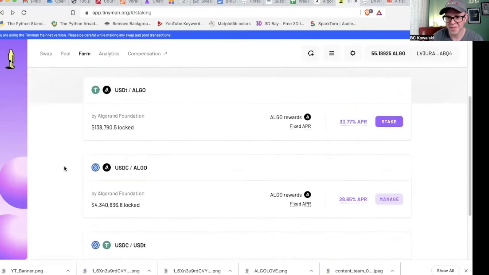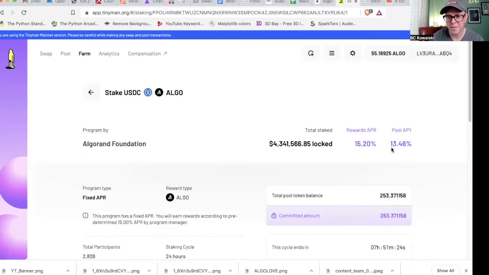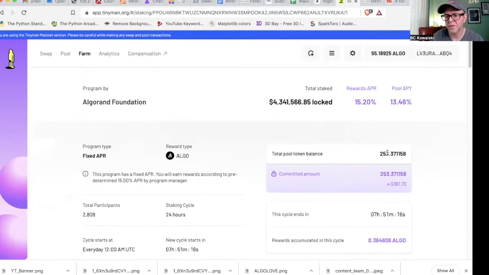And that one's had the lowest. Right now, US dollar tether algo is a little bit higher in APR than USDC algo. But honestly, I've been seeing the most rewards out of this USDC algo pool. So if you go to manage, the rewards APR has been 15.2%, pool APY at 13.46%. I have 253 pool tokens. That's a total of about $361 total.